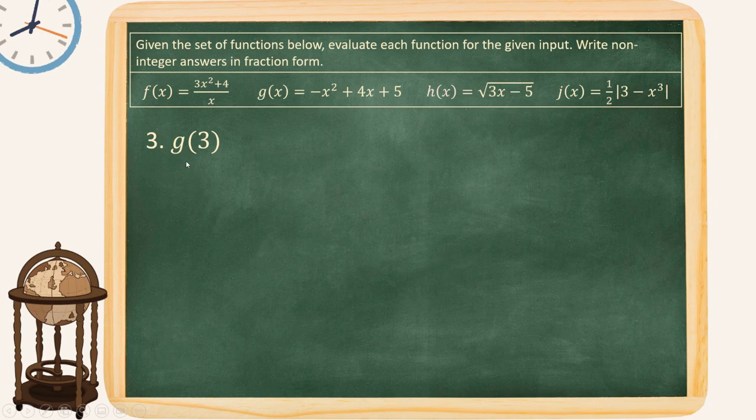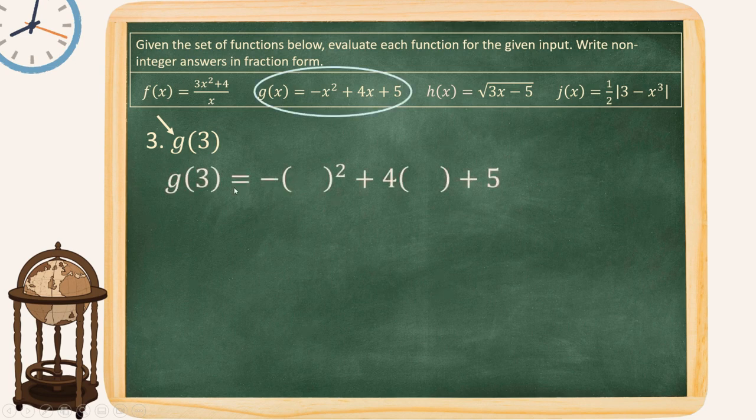Number 3 is asking us to find g of 3. So come up here, find the g function. Everywhere there's an x, put a blank set of parentheses. So it's like -x squared plus 4x plus 5. Make sure this negative is outside of the parentheses. It's not part of the base. And then where there are parentheses, we're putting 3. We'll do exponents first. So 3 squared gives us 9. And then that is multiplied by -1. So the result is -9.